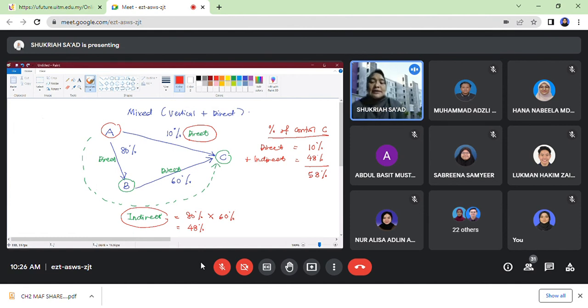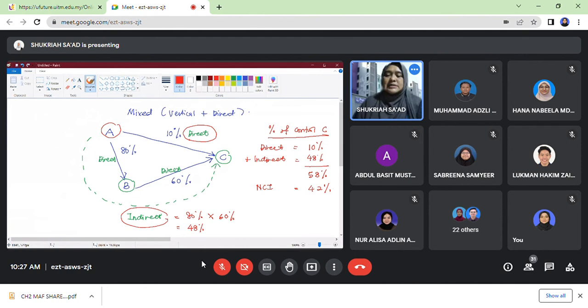Okay, default by definition. So because C is also a subsidiary kepada A, so kita kena determine juga what be the NCI of C. So NCI will be 42%. Any question? Any question, class? No, madam. Okay. All right. Next.